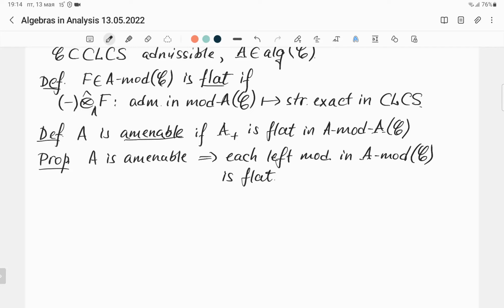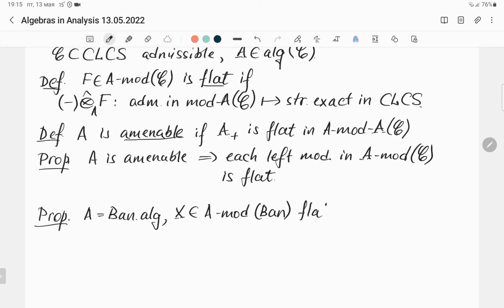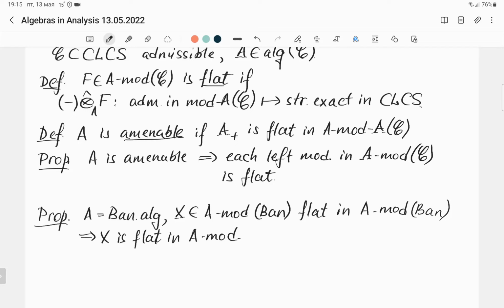It turns out that this definition of flatness and this definition of amenability, first of all, are compatible with the respective notions for Banach modules or Banach algebras. Namely, we have the following result. If A is a Banach algebra and X is a Banach A-module which is flat in the category of Banach modules, then it is flat as a topological module. Well, this is not entirely obvious because at first glance, it is harder for X to be flat in the bigger category of all topological modules. But nevertheless, it turns out that these two properties of flatness are equivalent.